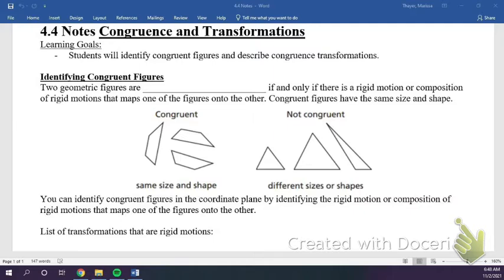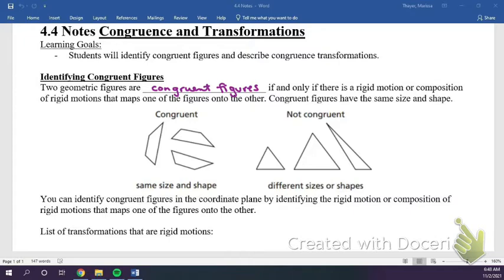So we're talking about congruence with transformations. Two geometric figures would be congruent if and only if there is a rigid motion or composition of rigid motions. So they need to have the exact same shape, just moved around in the graph.